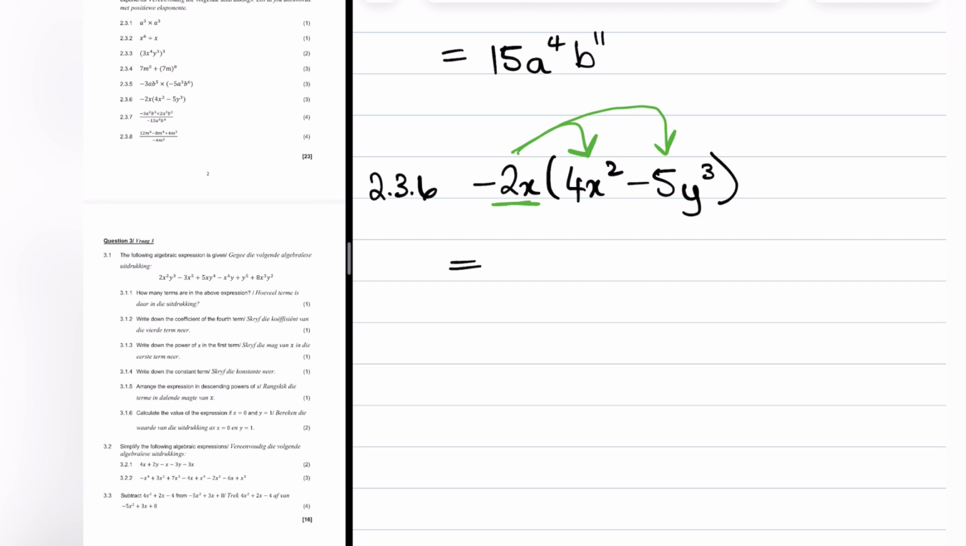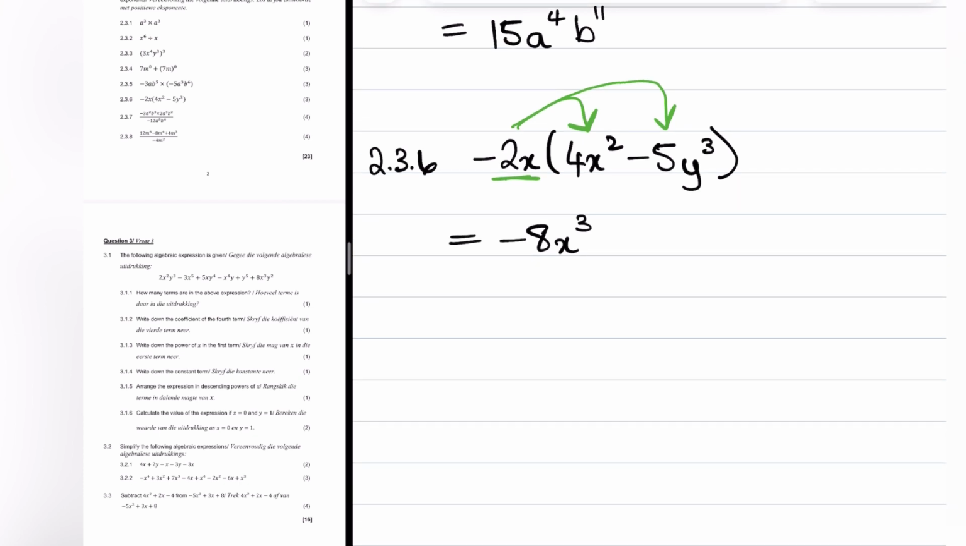So that looks as follows. We will have the negative 8x to the power 3, and then we're going to have negative 2x multiplied by negative 5y to the power 3, which will give us a positive answer of positive 10xy to the power of 3.